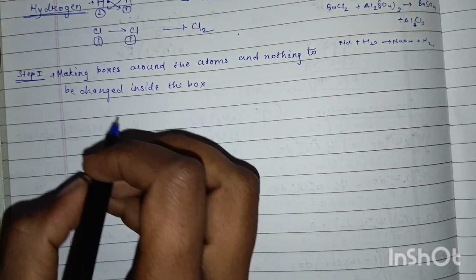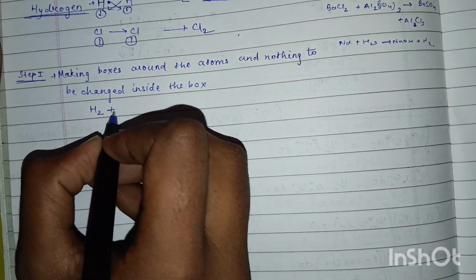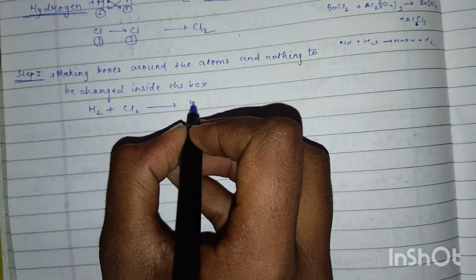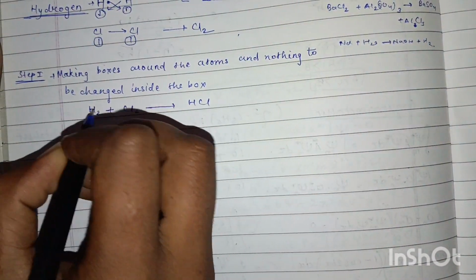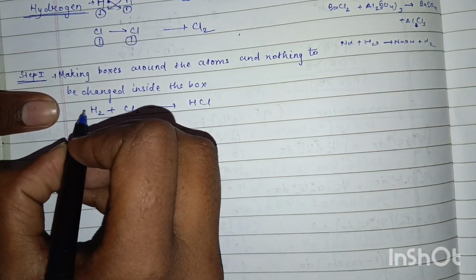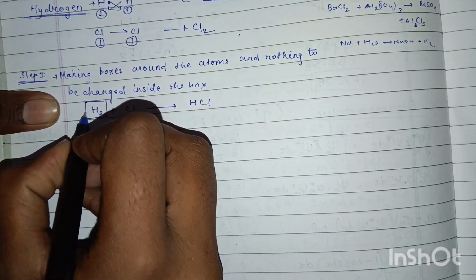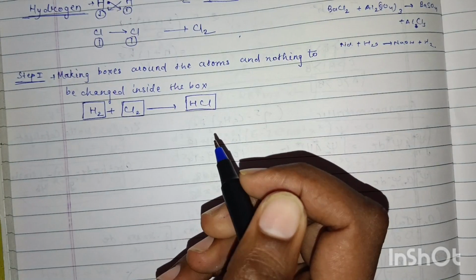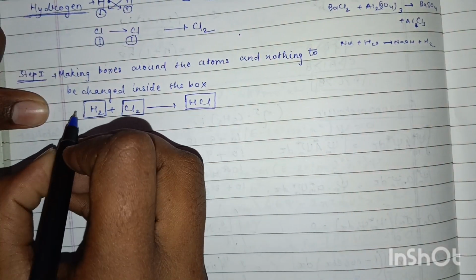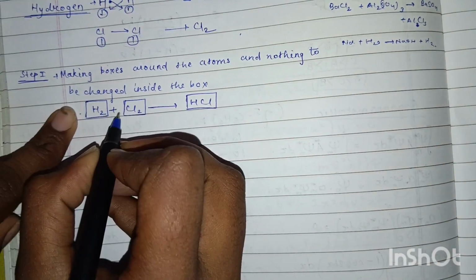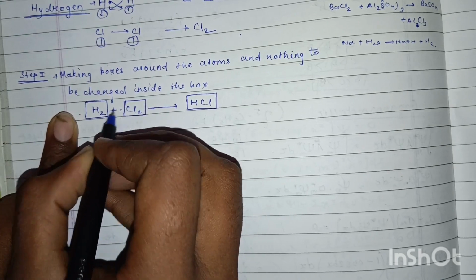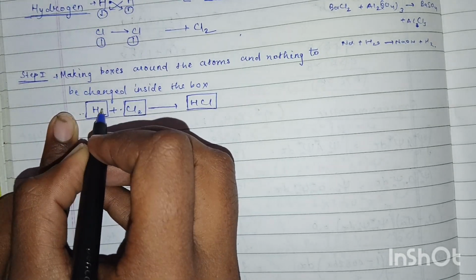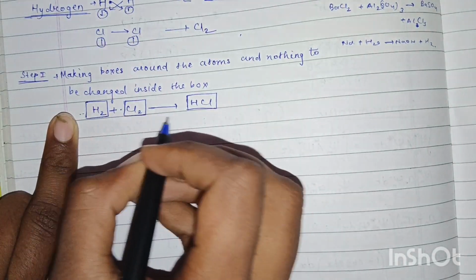For example, the equation given is H2 plus Cl2 gives HCl. We have to balance this equation. Hence, the first step is to put boxes. Whatever number we put after balancing will be brought in front here. The stoichiometric number will be brought in front, with which these atoms are being multiplied.